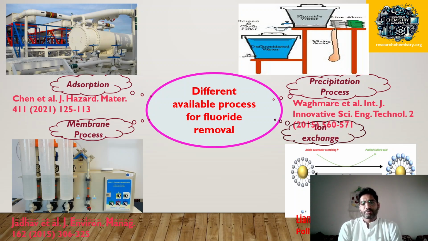Now we come to the point: what are the different processes by which we could remove fluoride from water? There are four major processes. First is adsorption. Second is the precipitation method, in which we put some salts and materials that bind with fluoride and coagulate. Third is the ion exchange method, in which some ions are exchanged for fluoride. The fourth is the membrane process, in which certain membranes are used in electrolytic and dialytic processes, by which fluoride can be separated.